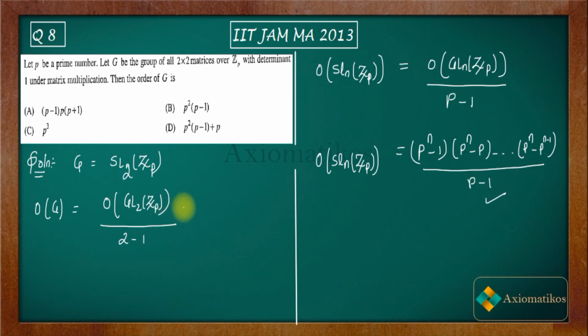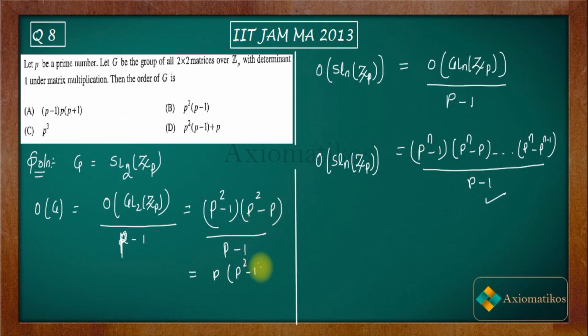So from here your answer will be (P^2 minus 1)(P^2 minus P) over P minus 1. Sorry, I wrote 2 minus 1, that was incorrect. Now you can take P out of it: P(P^2 minus 1). So you will end up with P minus 1 here, and P minus 1 is also in the denominator, so both will cancel. You will end up with P times (P^2 minus 1), right?